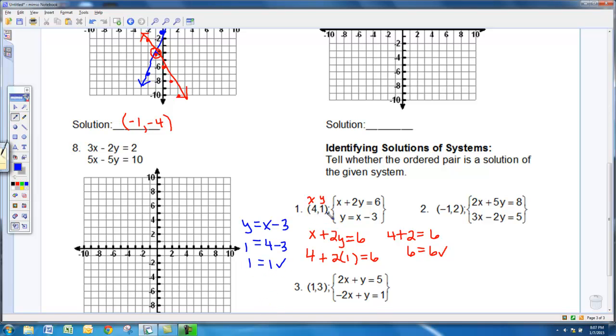So the point 4, 1 is a solution to this system because it is a solution to both equations. It makes both equations true. If it does not work in one of the equations, it is not a solution. It has to work in both.